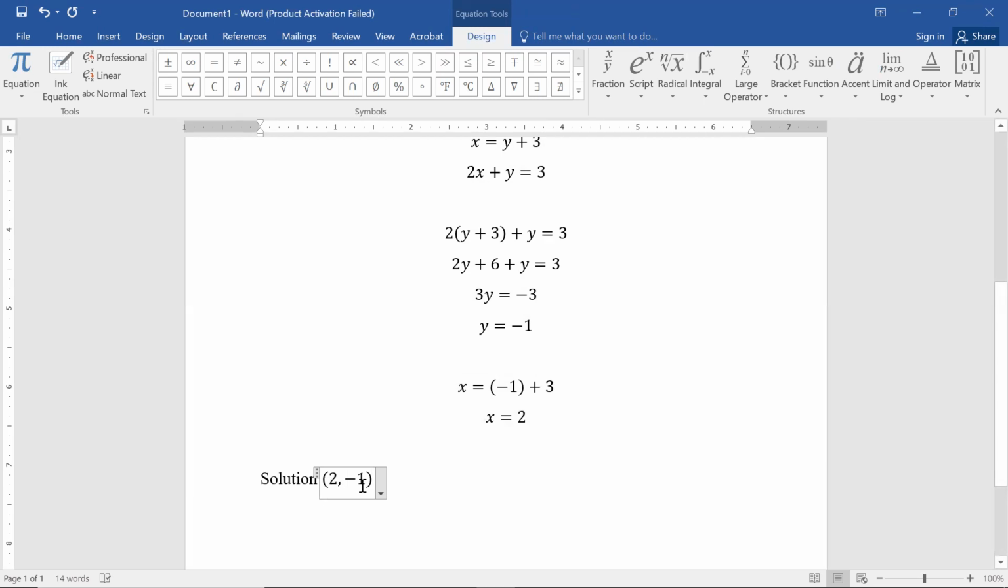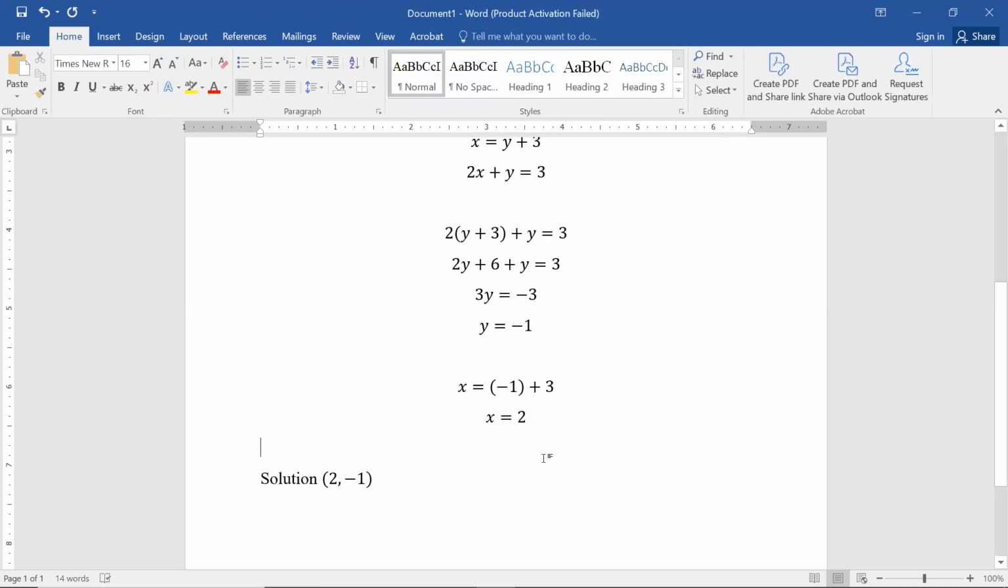Be careful that when you're writing the solution, you always want to write the x first, then comma, then the y. And by the way, the traditional approach for writing ordered pairs, x then y, would apply to other variable letters as well. You'll write those alphabetically. So if my variable letters were A and B, A would come first, B would come second. That's usually the case.